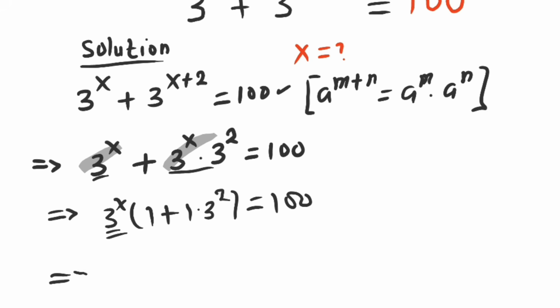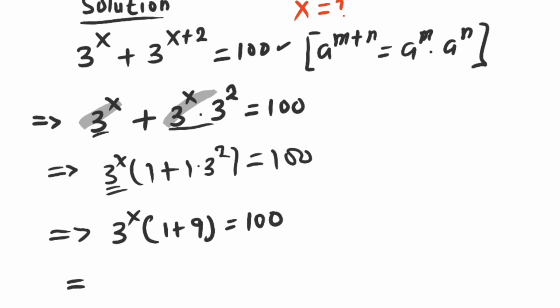Then this is 3 raised to power x bracket 1 plus 1 multiplied by 3 square, that is 9, is equal to 100. Then this is 3 raised to power x bracket 1 plus 9, that is 10, is equal to 100.